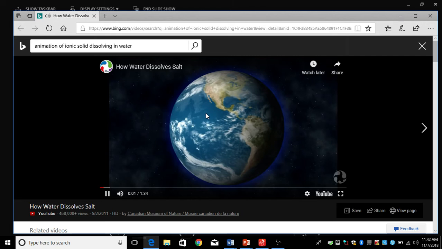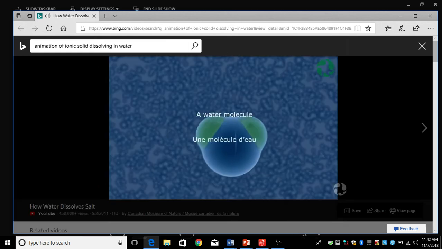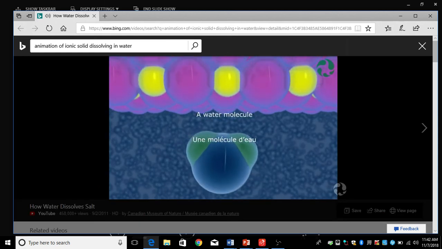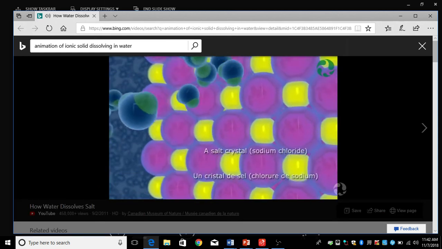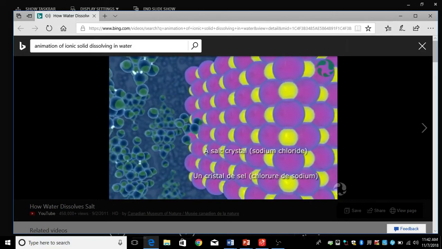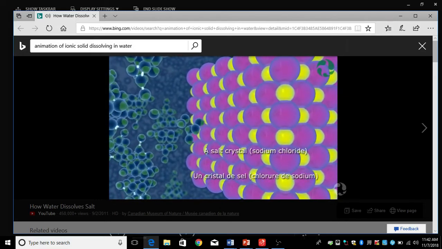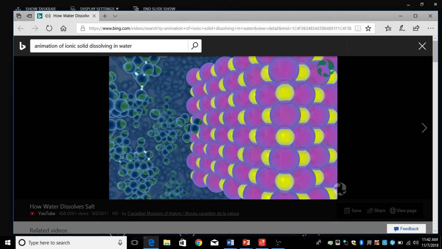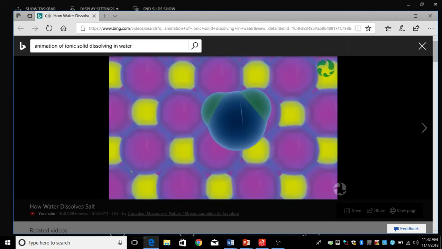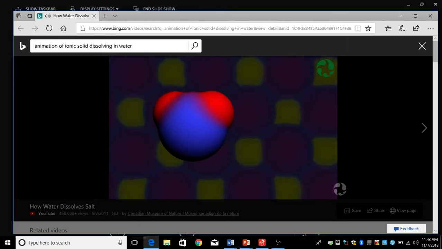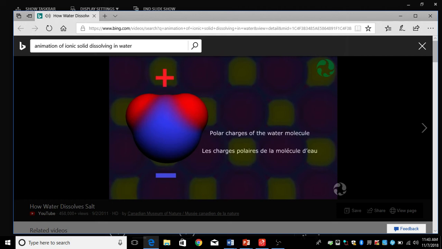Molecular geometry. There it is. There's the water molecule looking like Mickey Mouse. It has a bent molecular geometry because it has those non-bonded pairs of electrons on the other side. So there's a salt crystal, sodium and chlorine, in the cubic structure that ionic compounds have. And there's the water molecule with the red parts being hydrogen, the blue parts being oxygen, and the positive side of the water molecule.